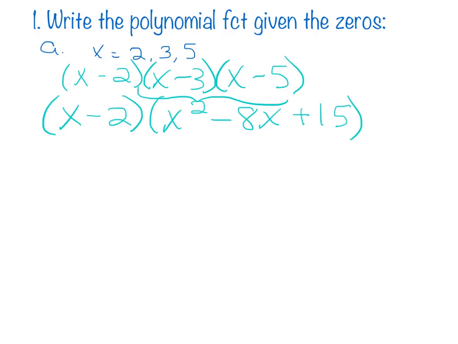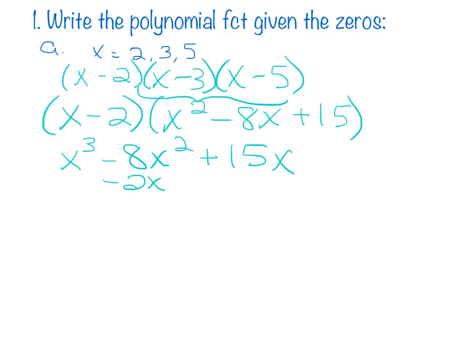So I FOILed the first two terms, and now I need to distribute the binomial x minus 2 to the trinomial x squared minus 8x plus 15. So distributing the x first, and now distributing our negative 2.